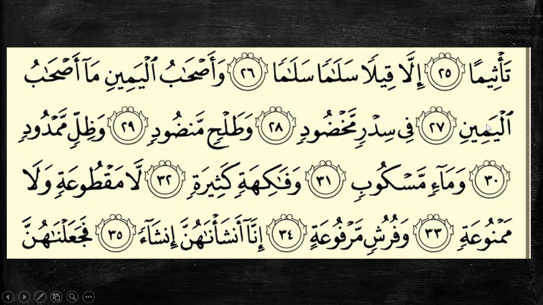Ma ashabul yamin, what are the companions of the right? It says fi sidrin makhdud. So makhdud is a tabi' for sidr. Sidr is masculine. Makhdud is masculine. There's no ta marbuta. Sidr is singular. Makhdud is singular. Sidr is general, tanween. Makhdud is general. And sidr is majroor because of fi, and makhdud is also majroor. It has the 2 kasras as well. So this is a tabi' for sidr.